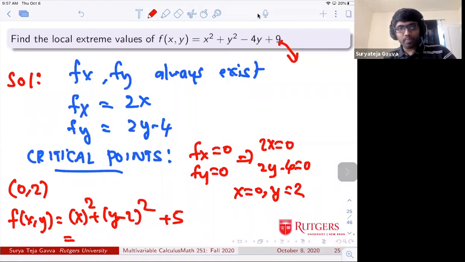The 2y minus 4. Oh, the 5 came from, I just completed the square. So x squared plus y squared minus 4y plus 4 plus 5, right? 9 is 4 plus 5, and y squared minus 4y plus 4 is (y minus 2) whole squared. Yes, it's something related to the circle. But what I'm trying to say is, what will be the minimum value of this function?